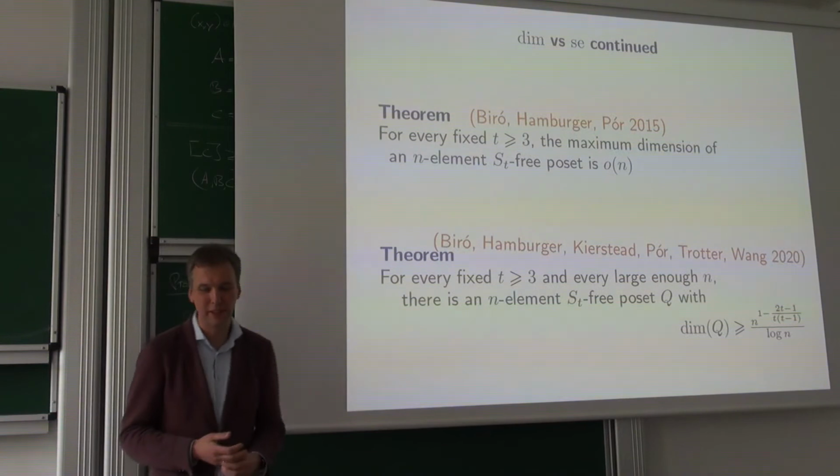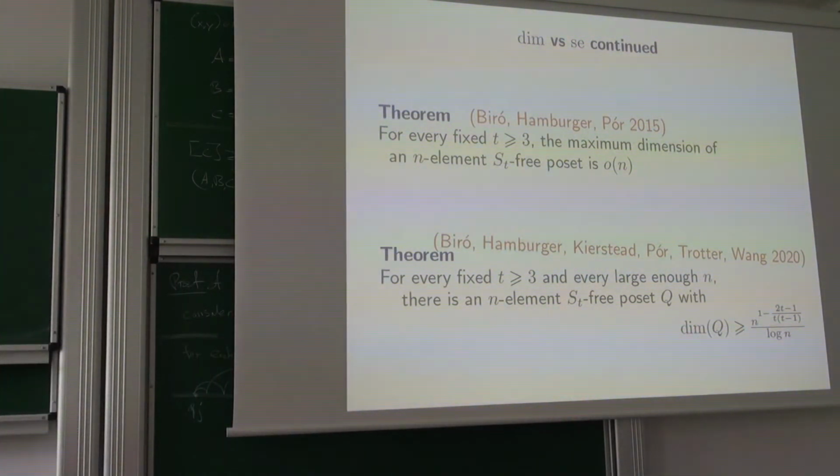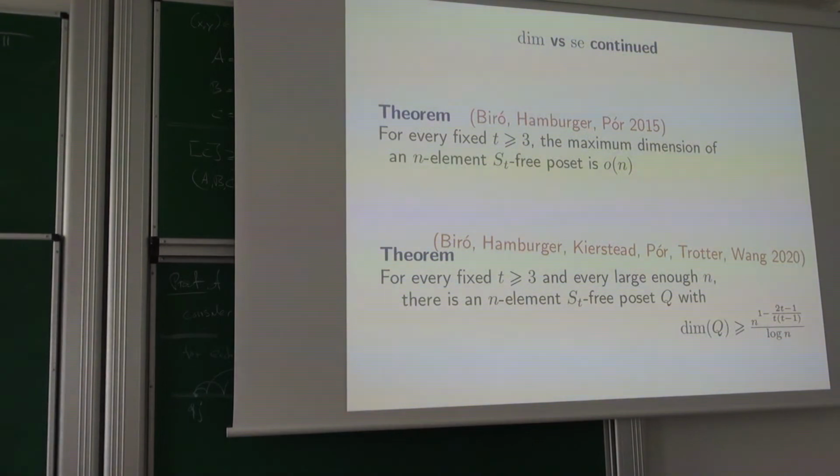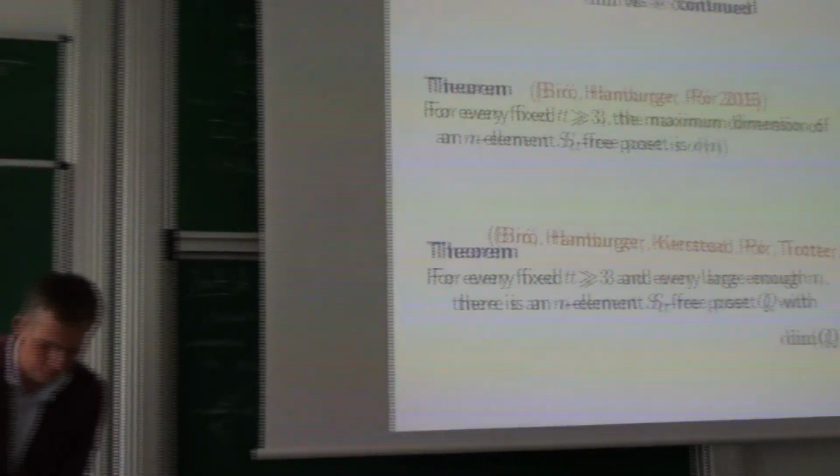The thing is that when you have a poset on n elements and you forbid a standard example, the dimension can grow. We've seen examples, but it's sublinear in n. And let's try to relate to this statement. The easiest way for us to relate is to look at graph theory.